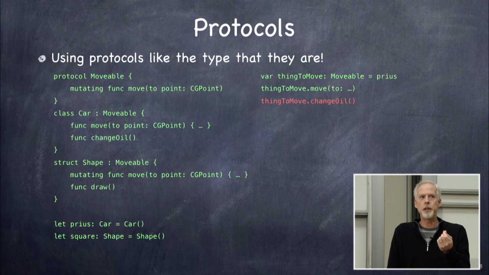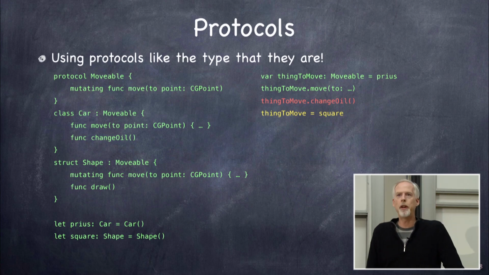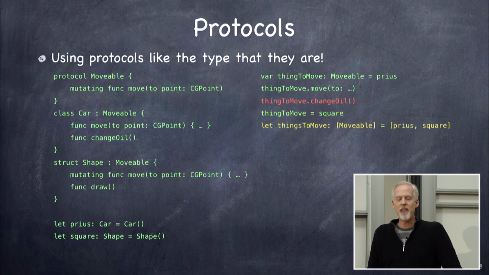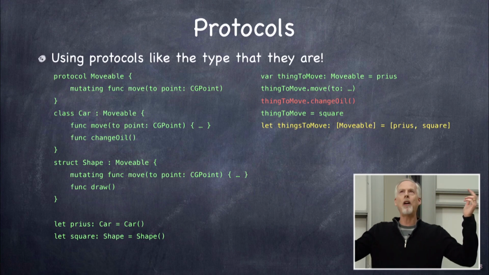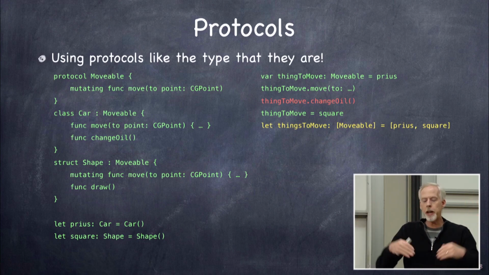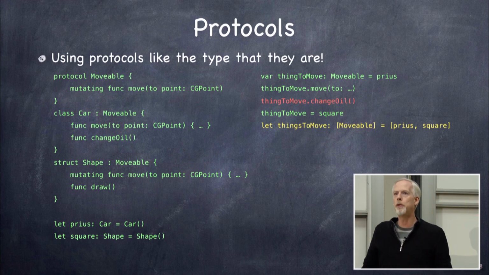Right? So this is the most important thing on this entire slide, that red thing. You cannot do changeOil if you have a var which is of type Movable. But what are some of the things you can do? Well, I can say thingToMove equals square, because a square is a Shape, and a Shape implements Movable. I could even have an array of Movable and put a Prius and a square inside of it. Even though Prius and square are completely different, one's a struct, one's a class, one's a car, one's a shape, they're completely and utterly different. They can be in the same array because they're both Movable.